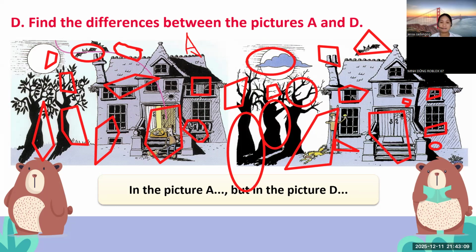Okay, you're done? As you can see, I have drawn so many circles. It means that you saw the differences in these two pictures. So what you've said is correct, that there were a lot of differences between picture A and picture D. That is how we compare pictures. We have to look at what there is in the first picture that we can find in the second one. Very good, Potato.